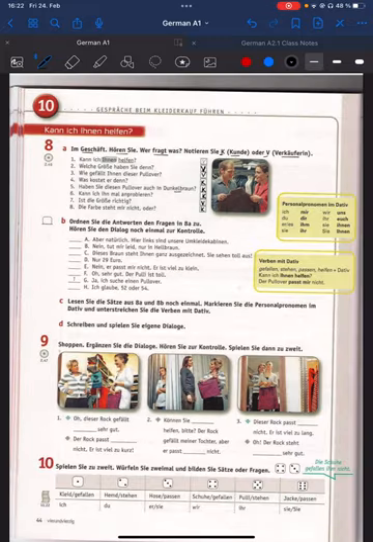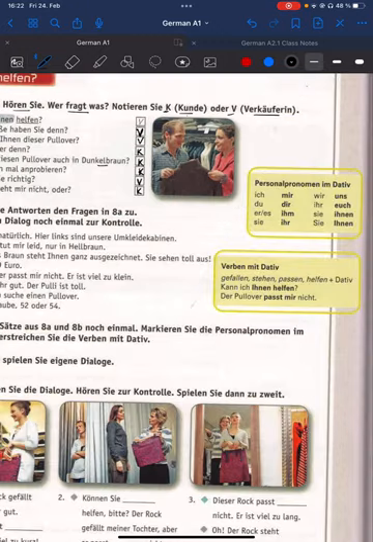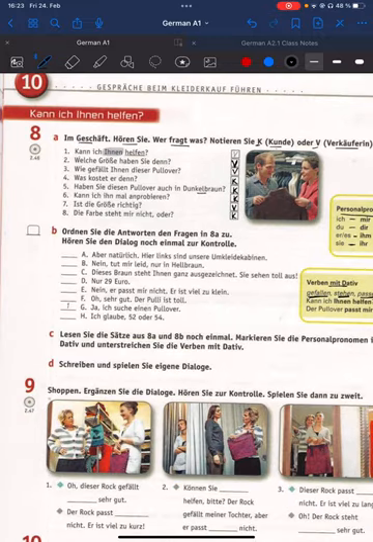Okay, let's proceed. Ordnen Sie, okay, let's first look at this. Personal Pronomen im Dativ: ich, mir, du, dir, er, es, ihm, sie, ihr, wir, uns, ihr, euch, sie, ihnen, Sie, Ihnen. Verben mit Dativ. So all these verbs will always have Dativ: gefallen, stehen, passen, helfen, plus Dativ. Kann ich Ihnen helfen? Der Pullover passt mir nicht. So, both are Dativ. Okay.